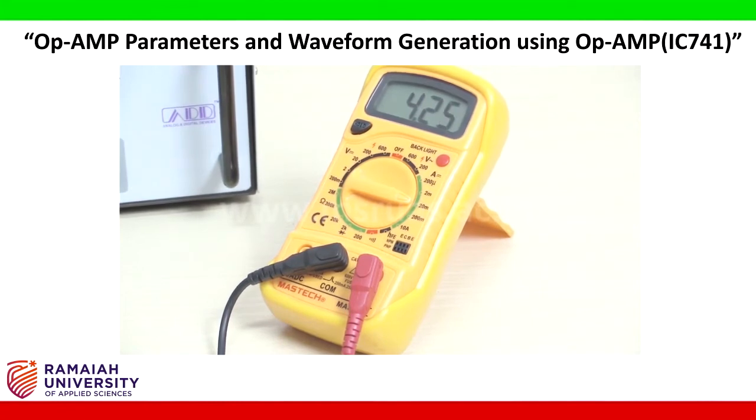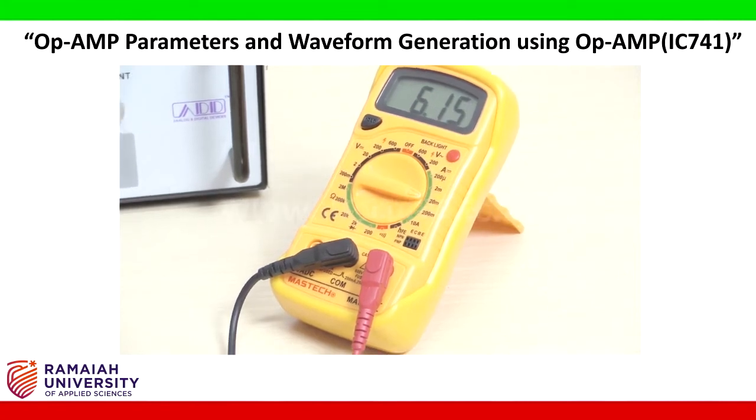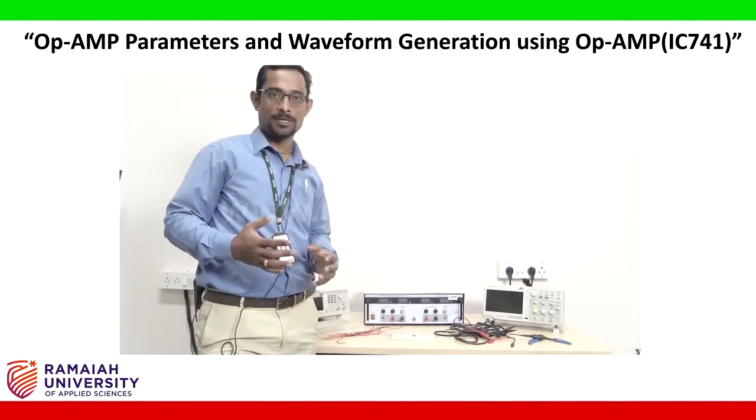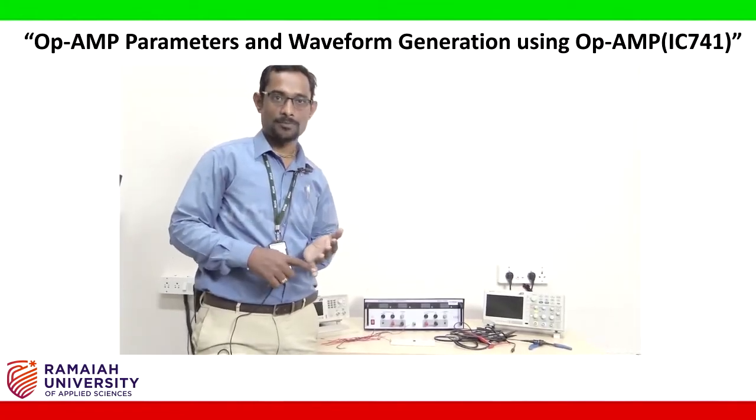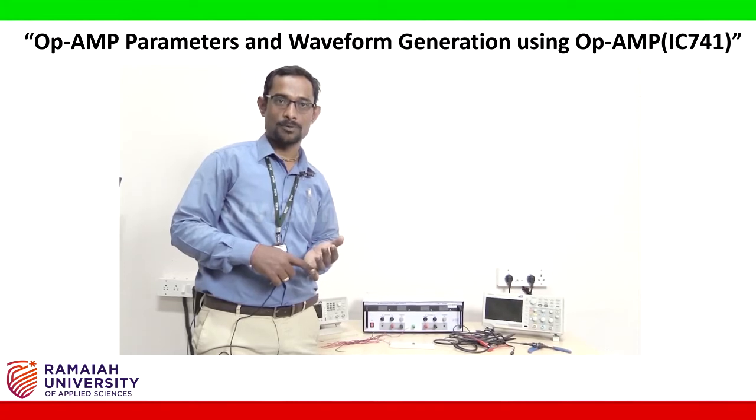IB2 is 4.2 milli and our IB1 we measured previously as 119.8 microamps. So IB1 minus IB2 gives the value of input bias current to the circuit. So we already measured the input offset current, input bias current and input offset voltage.